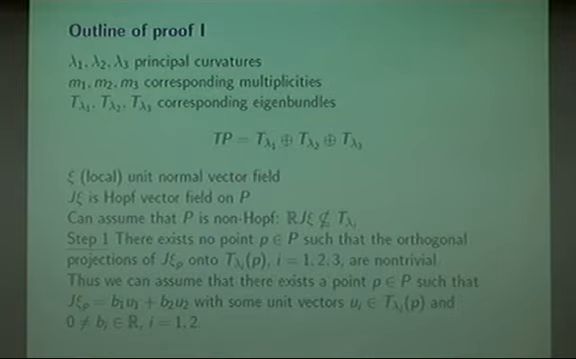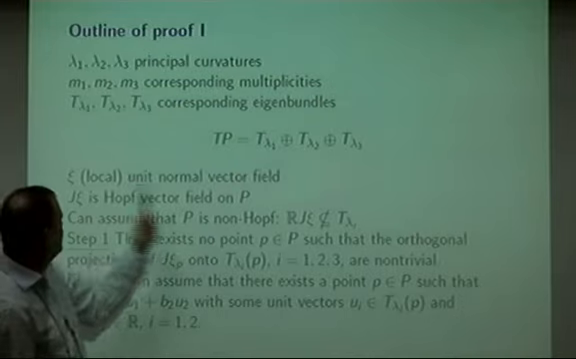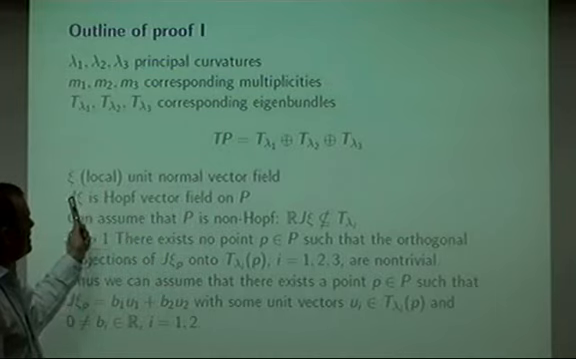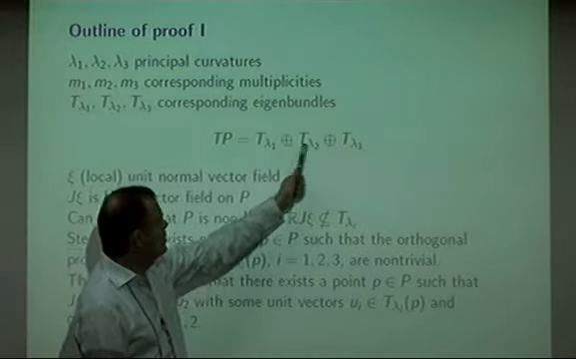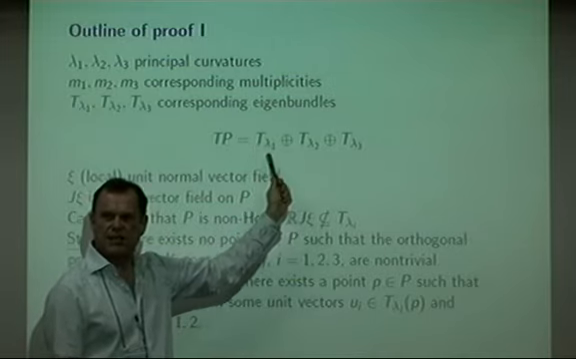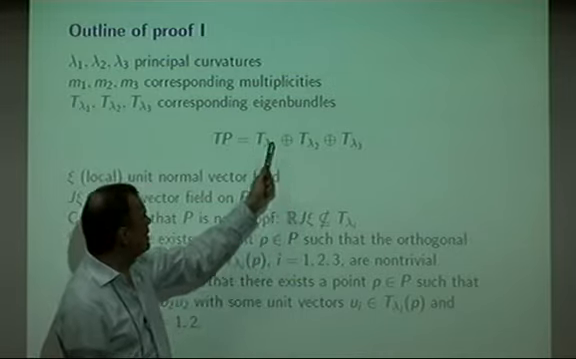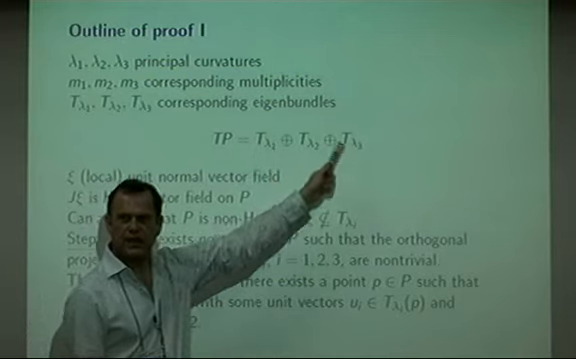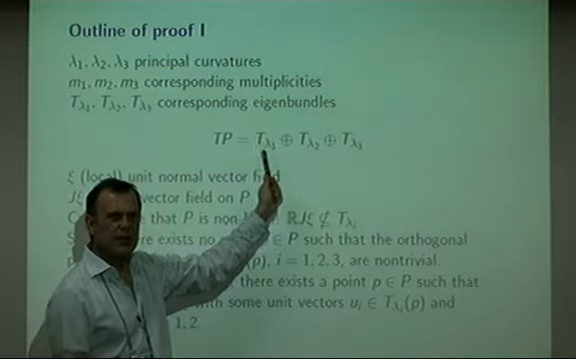So the first step is to show, see this vector field Jξ, then since it is not contained in any of them, there are at least 2 non-trivial projections. There could be 3 non-trivial projections onto these subbundles, but there are at least 2.